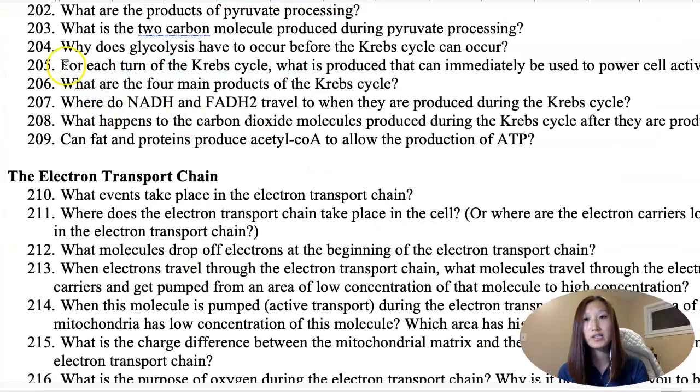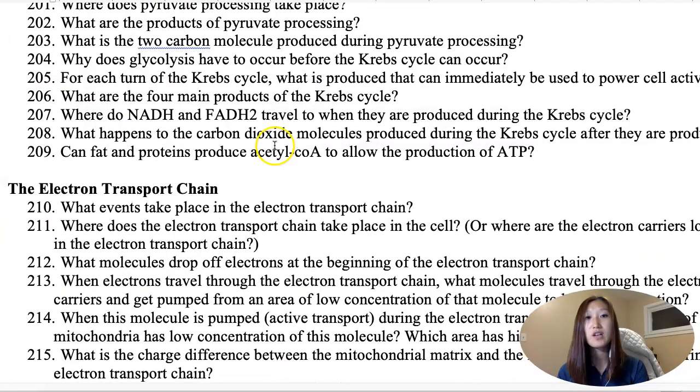So let's take a look at the questions. For each turn of the Krebs cycle, what is produced that can be used immediately? That will be the ATP. What are the 4 main products? We just said CO2, ATP, NADH, FADH2.